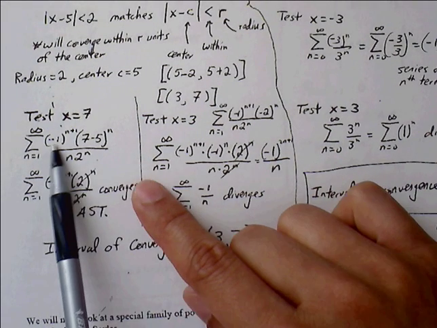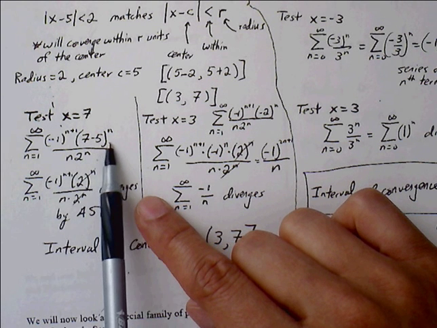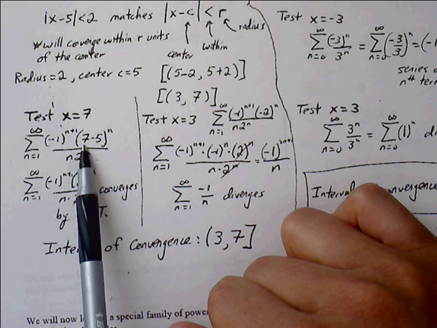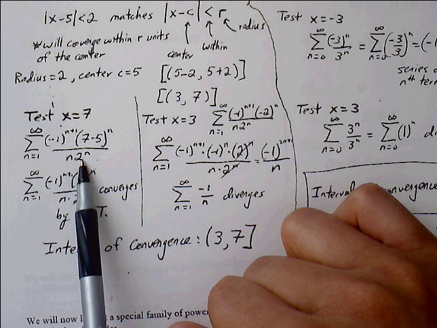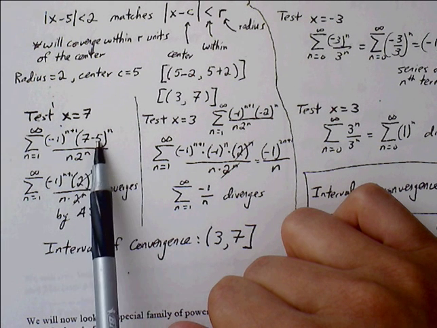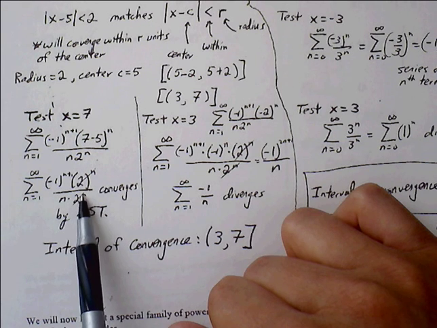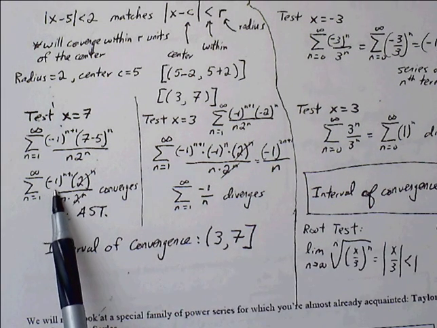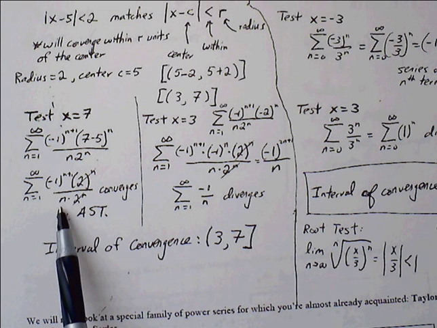Okay, so I'm going to copy down the rule of sequence exactly as is. Negative 1 to the n plus 1, replace the x with 7: (7 minus 5) to the n over n times 2 to the n. 7 minus 5 is 2. Now 2 to the n will cancel out. This leaves us with negative 1 to the n plus 1 over n.